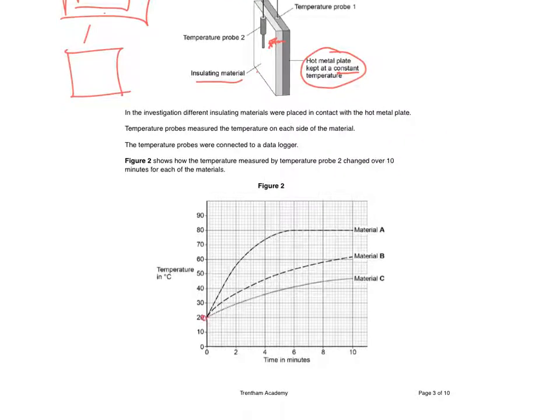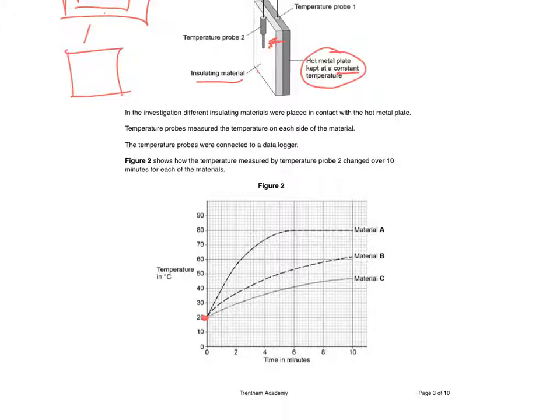We turn on the temperature probe, it still starts at room temperature and slowly increases over here until we reach a plateau there. Same for material A, material B doesn't reach that top temperature, material C. So you've got to understand the idea that heat is going through here and the insulation is trying to stop the heat getting to the block. So that'll come up in a minute.